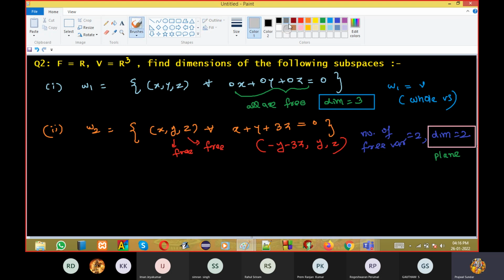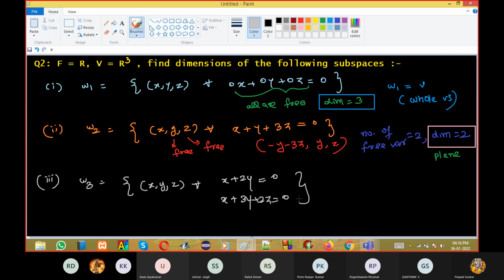Now the third question. W3 will be x comma y comma z for all x plus 2y equal to 0, and x plus 3y plus 2z is 0. What is the dimension then?